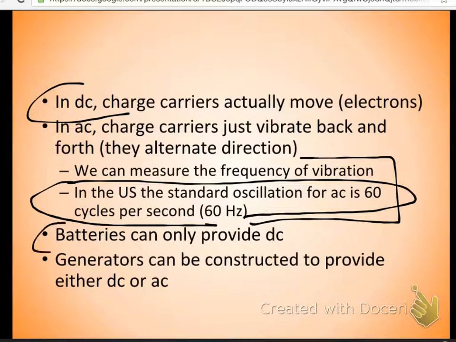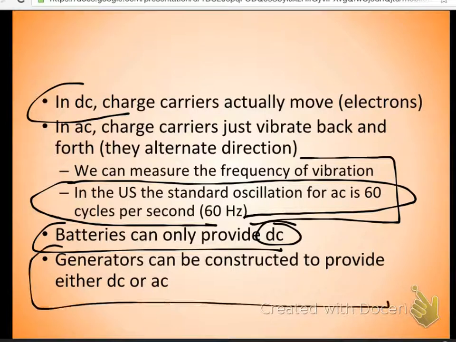Okay, so batteries only provide DC. We said that. So in a battery, you're actually moving your charge carriers. You can build a generator that will provide AC or DC. AC is more complicated, slightly.